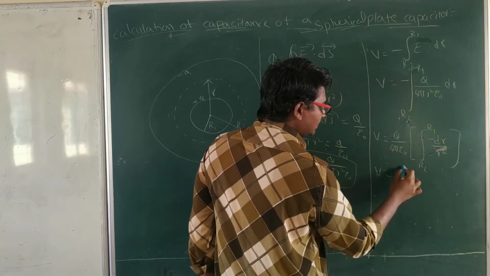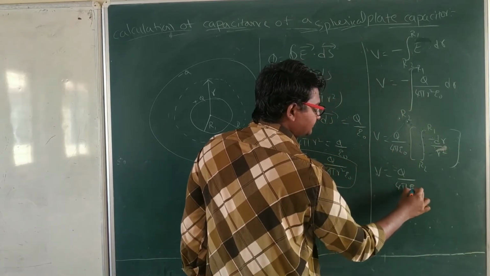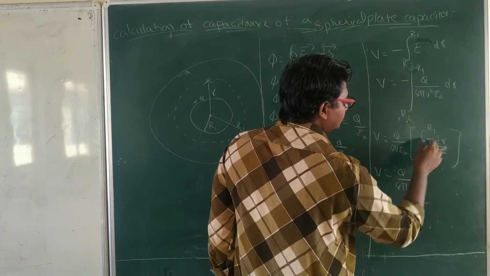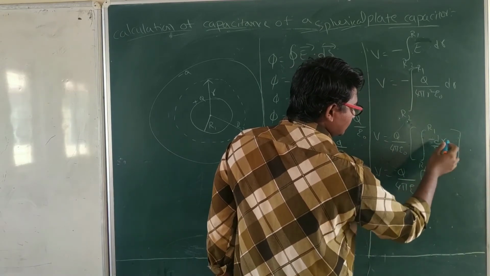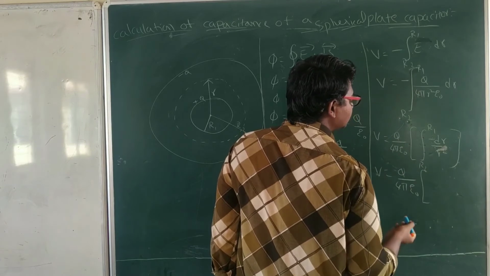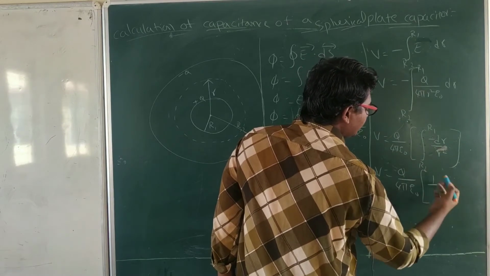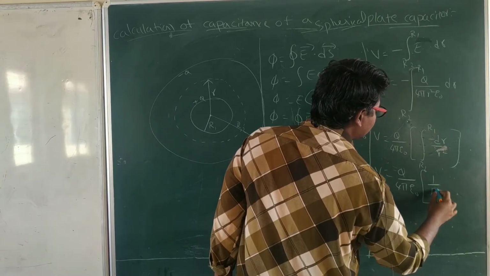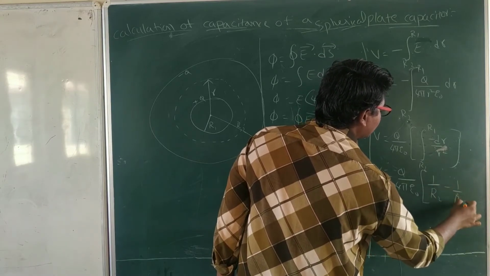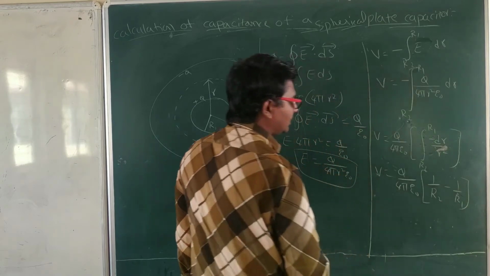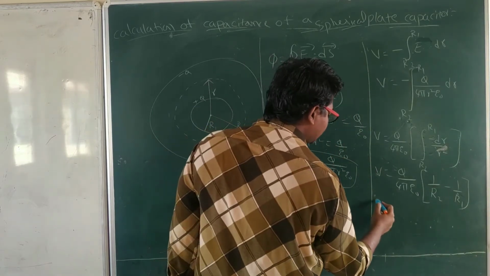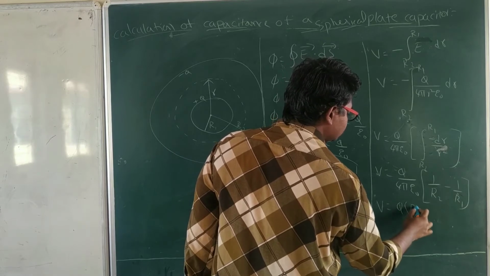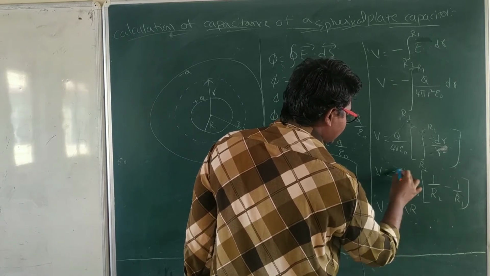That's it. Then that is Q by 4 pi epsilon naught integral r2 to r1 minus dr by r square is there. Then we will get here directly 1 by r2 minus 1 by r1, like this. Then this one we can write as, this is equal to Q of, okay, here the minus sign is there.